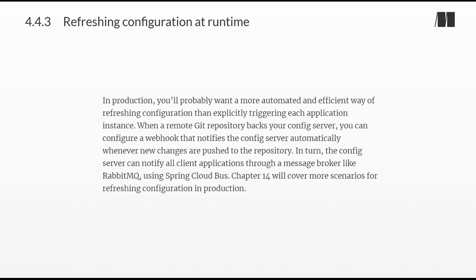Note: in production, you'll probably want a more automated and efficient way of refreshing configuration than explicitly triggering each application instance. When a remote Git repository backs your config server, you can configure a webhook that notifies the config server automatically whenever new changes are pushed to the repository. In turn, the config server can notify all client applications through a message broker like RabbitMQ using Spring Cloud Bus. Chapter 14 will cover more scenarios for refreshing configuration in production.